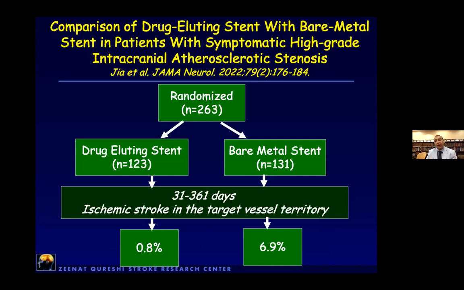If you look at the 1-year follow-up, so you're looking at patients between 31 days to 361 days, and ischemic stroke in the target vessel territory or the ipsilateral distribution, 0.8% had ipsilateral stroke in the drug-eluting stent group, 6.9% in the bare metal stent group. So the rate is overall much better than that seen in the SAMMPRIS trial, but clearly a superiority of drug-eluting stent over bare metal stent when it comes down to ipsilateral stroke rate over the next year.